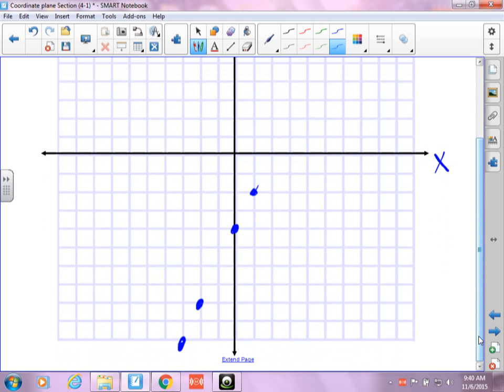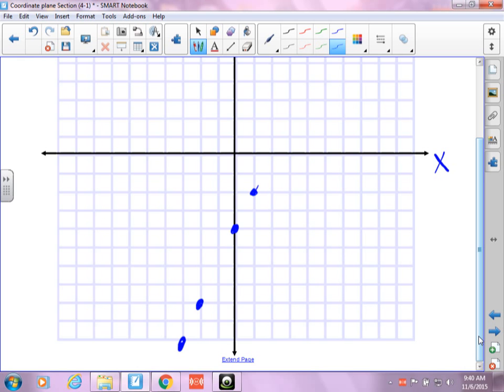Do I connect those dots? What do you think? Should I put a line through them with arrows? Yes. You say yes. How many people say yes? How many people say no? Okay, you're all wrong. You don't. You don't put a line through them with arrows. And the reason why is this.